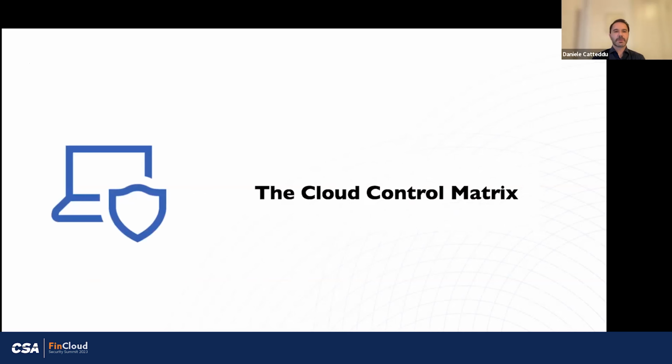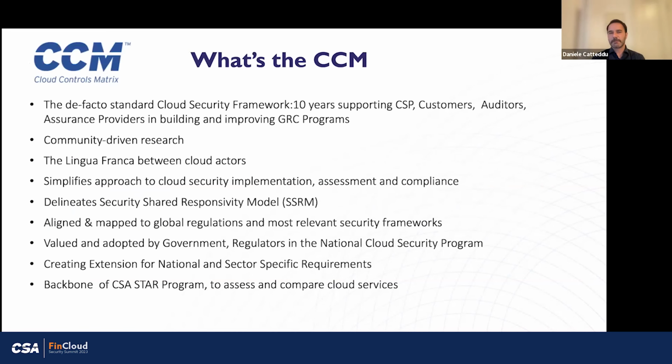Without any further ado, I'm going to jump into the topic of today, which is, first part, as I said, the Cloud Control Matrix. I hope that many of our attendees already have a good understanding of the Cloud Control Matrix. But for those of you that don't, the Cloud Control Matrix is a de facto standard for cloud security. It was created by the Cloud Security Alliance about 10 years ago. Over the past 10 years, we have been supporting cloud service providers, customers, the auditing and assurance community, and those organizations that create GRC programs or build tools for GRC, in improving their approach to cloud security.